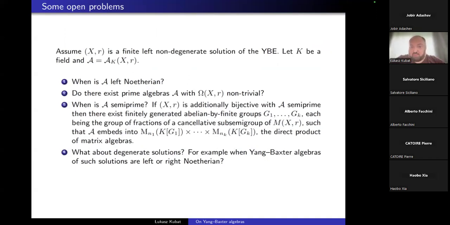So among the most important is: what is the sufficient condition for the structure algebra of a finite left non-degenerate solution to be left Noetherian? Because right Noetherianity we describe in terms of certain subsemigroups of the structure monoid, but we don't know what happens at the level of left Noetherianity. We know that in this case, left and right are not symmetric conditions.